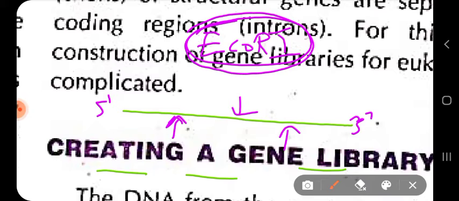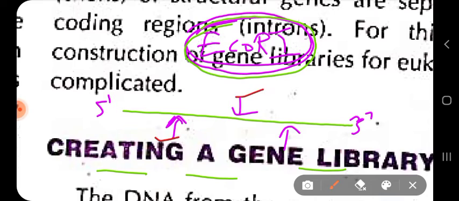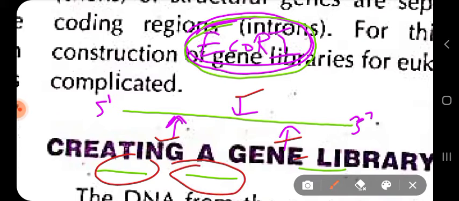So that's what we call complete digestion. Complete digestion means here the EcoR1 identifies these three restriction sites and will cleave and produce three fragments. What we have, I have drawn.